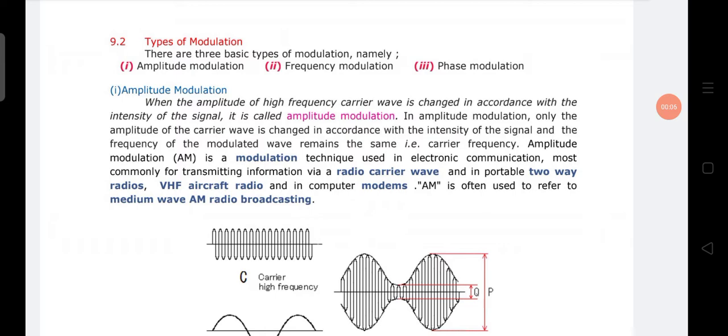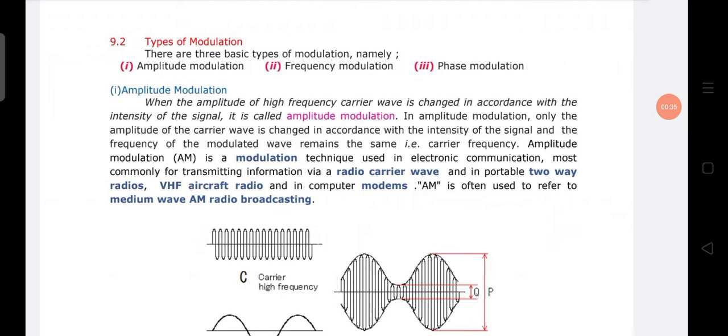Today we will discuss the types of modulation. In previous classes, we have already covered the concept behind modulation and the basic communication system. So now let us see what types of modulation we use in our communication. The types of modulation are of three types.